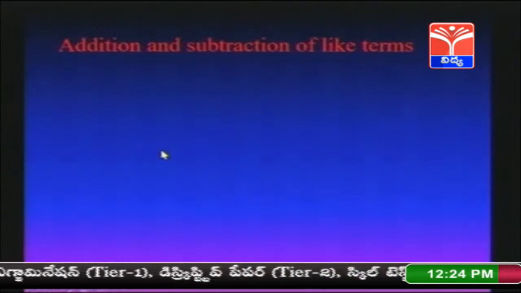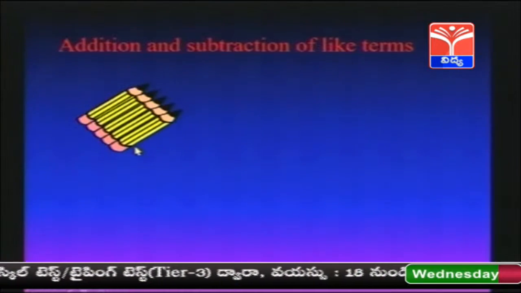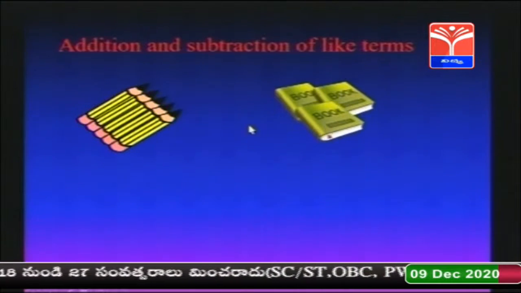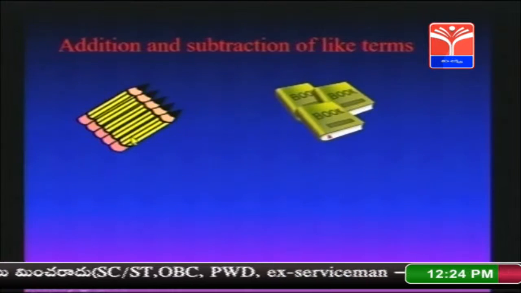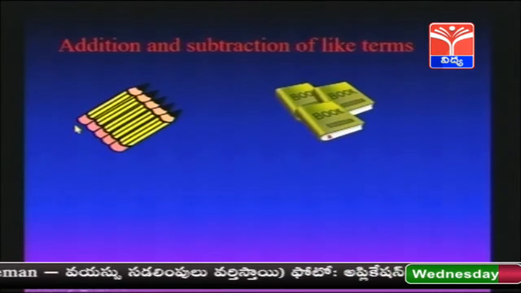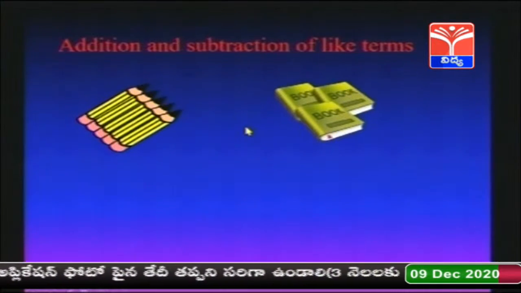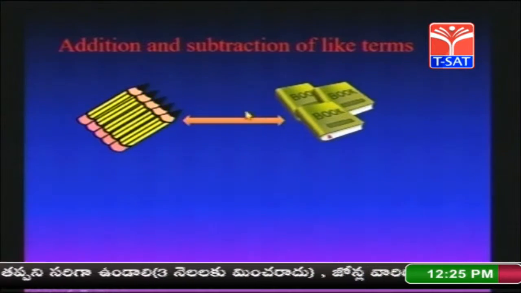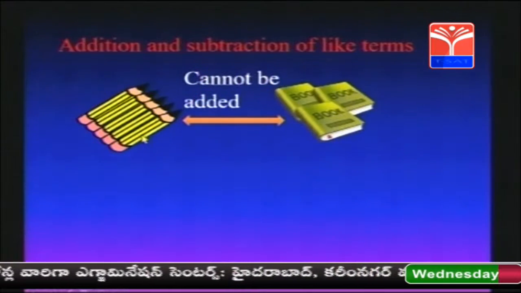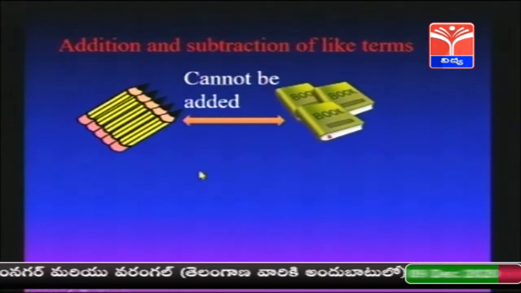Now, addition and subtraction of like terms. Let us consider 5 pencils and 3 books. Can we add these 3 books to these 5 pencils? Children, can we add them? No, we cannot. Why? Because these two cannot be added since they are not the same objects. Here you have pencils, here you have books, they cannot be added.